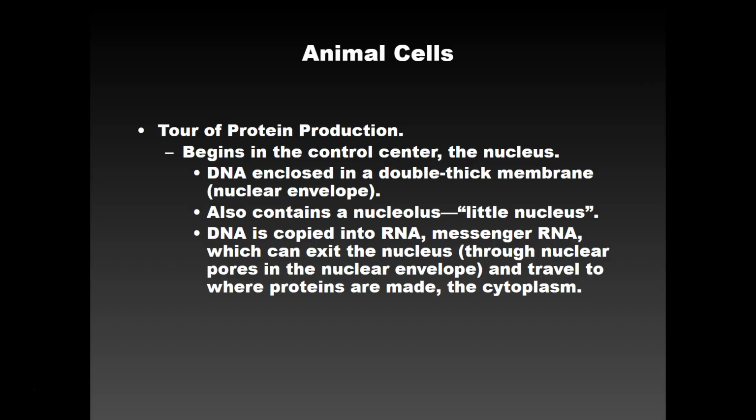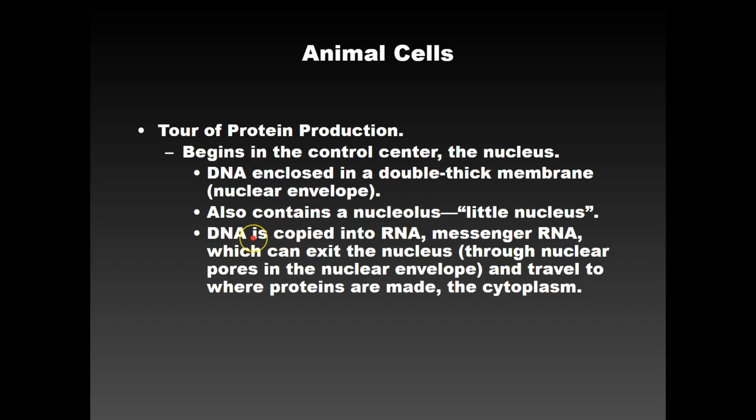So again, we are talking about the production of protein, and the protein production begins within the nucleus of a eukaryote. It begins within the nucleus of a cell. That nucleus is a membrane-bound organelle, and inside of there is DNA. And DNA is the recipe book for proteins.